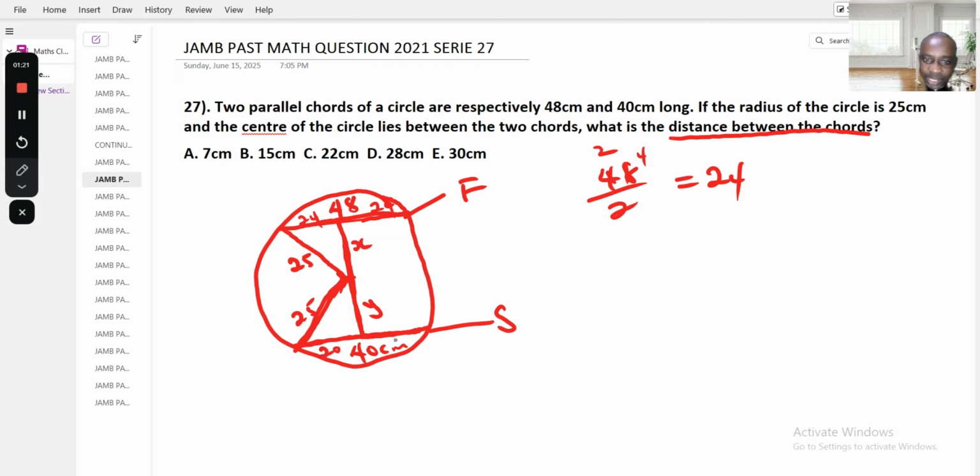Here 20, and here will be 20. Now these two, let me draw them out so that we can understand what I'm saying. From here, x plus x is what we are looking for, the distance between the two chords, based on the question. Let me draw them out from here to here.